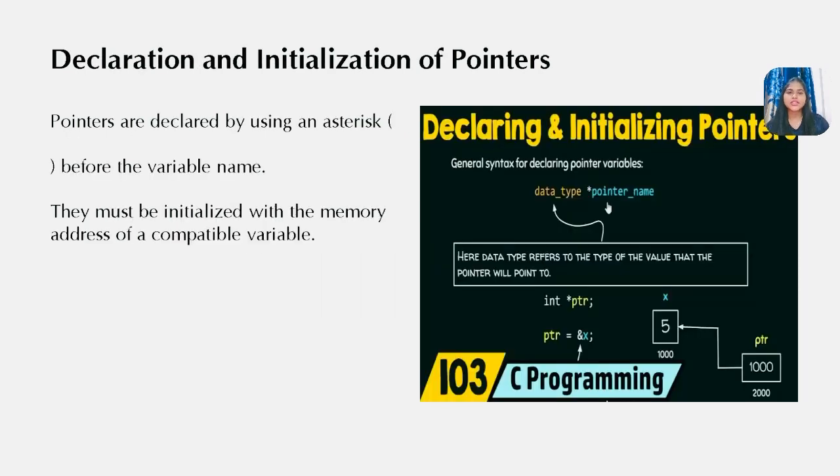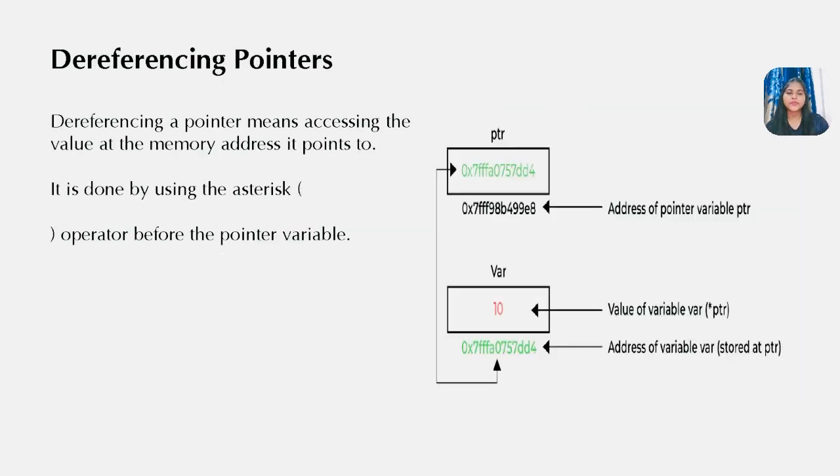Declaration and initialization of the pointer. Pointers are declared by using asterisk before the variable name. They must be initialized with the memory address of a compatible variable. Dereferencing pointers. Dereferencing a pointer means accessing the value at the memory address it points to. It is done by using the asterisk operator before the pointer variable.